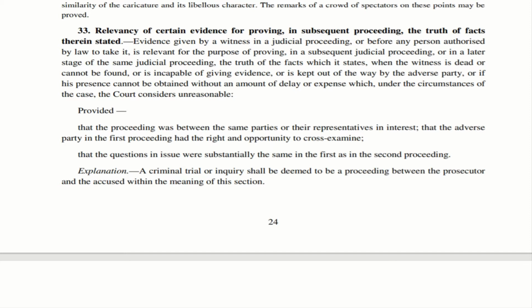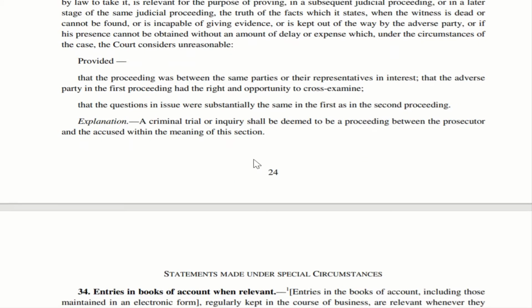So what is a criminal trial? They might ask a question. A criminal trial or inquiry is deemed to be a proceeding between the prosecutor, here the prosecutor means one who prosecutes, simply, the case, and the accused, within the meaning of this section. So criminal trial means between prosecutor and accused. That is called a criminal trial or inquiry. That has been explained in Section 33.